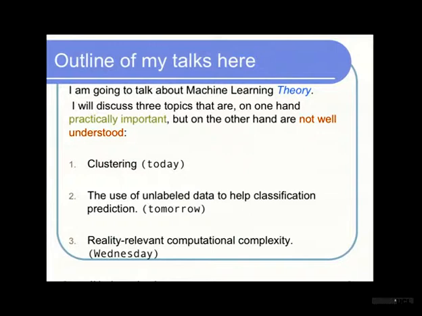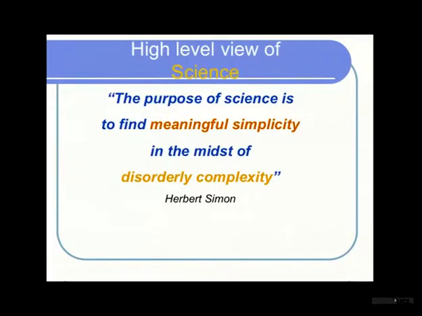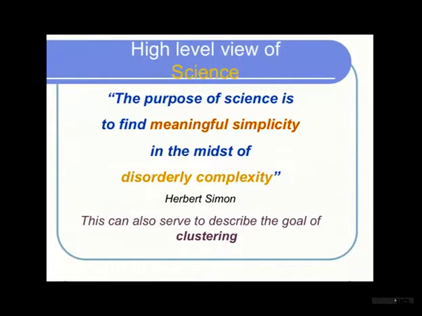Okay, so let me start with today's talk about clustering, and there is a citation that I tend to start my talks with, and this is a high-level view of science from Herbert Simon, who has, I think, 2 Nobel Prizes, one in economics and another one, I don't remember, but maybe computer science. No, we don't have computer science in there, right? But anyway, he says that the purpose of science is to find meaningful simplicity in the midst of this orderly complexity. And I think it's a very nice phrasing of what is the goal of science, but we can also view it as the goal of clustering. So this is exactly what we're trying to do in clustering.